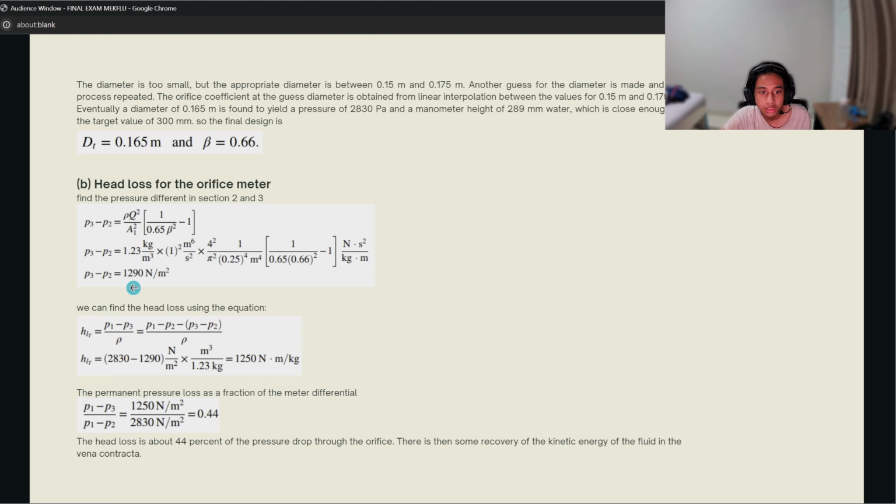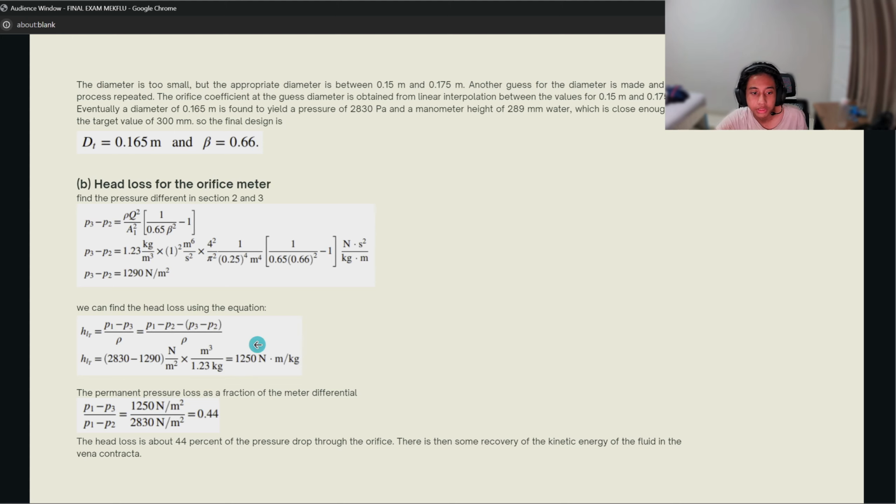1290 Newton per meter square. Then we need to find the head loss using the head loss equation, which is like this, and then we got the head loss is about 1250.